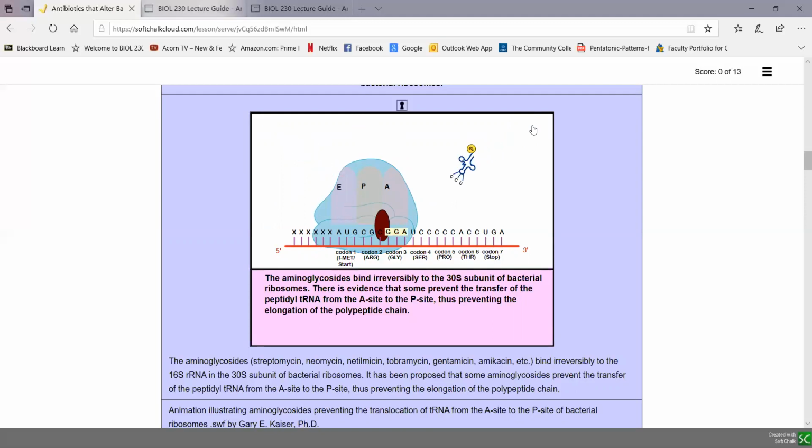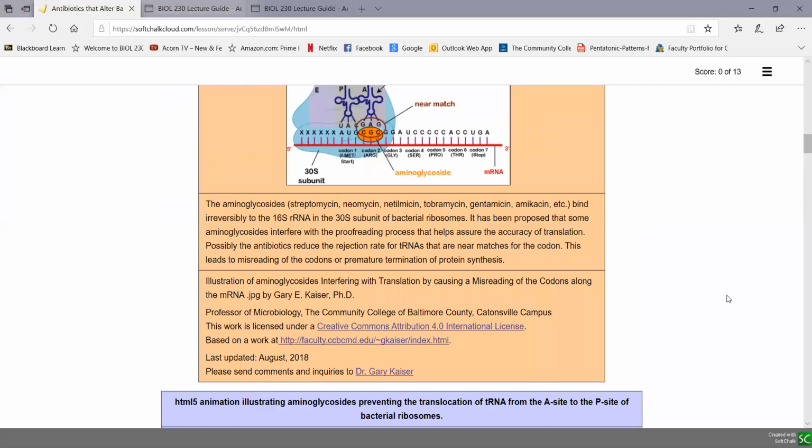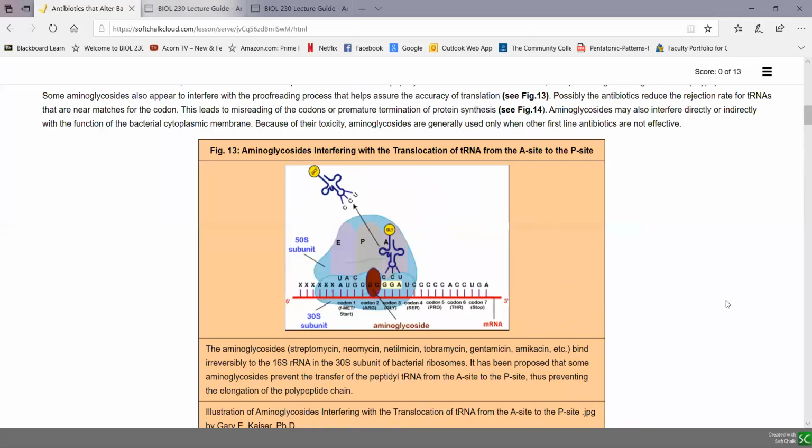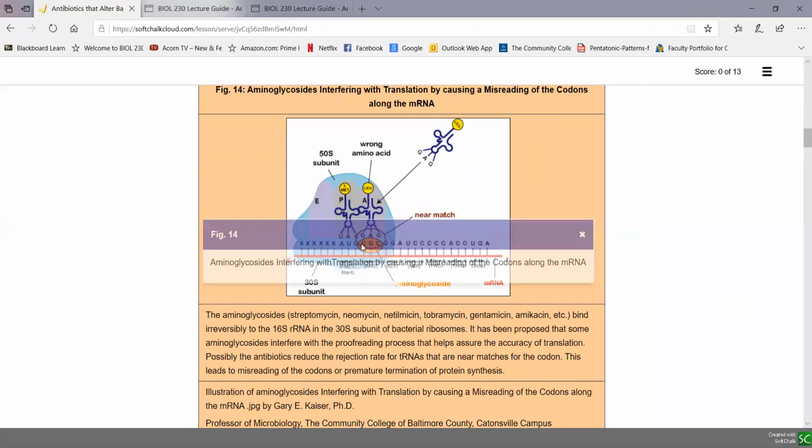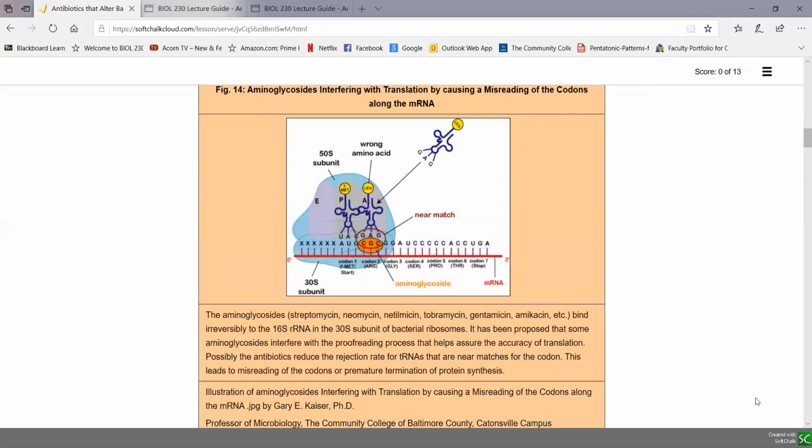So the transfer RNAs are coming in, and by anticodon pairing with the codon, inserting the amino acid, but the transfer RNA never moves from the A site to the P site, so no amino acids are inserted, and that blocks protein synthesis. And another proposed mechanism for some of the aminoglycosides is that when they bind to the 30S subunit, they distort the codon under the A site.